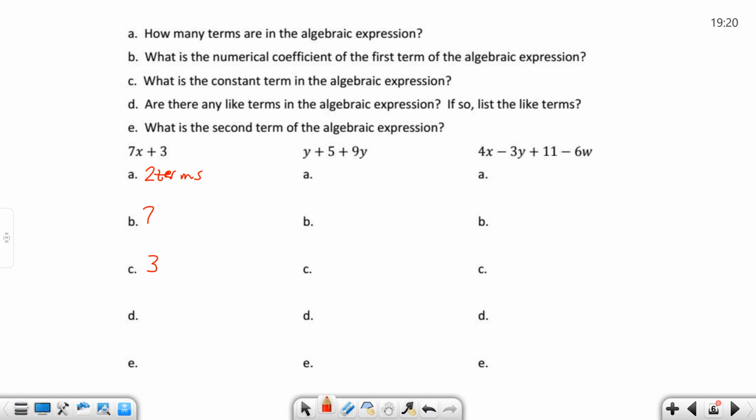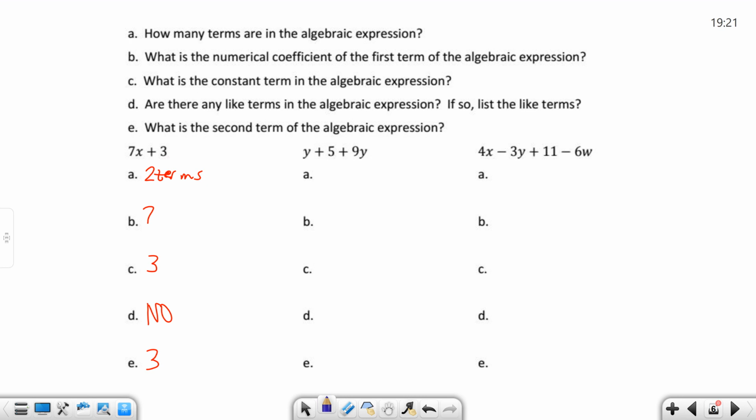But if it's the first and only thing you write down, if you don't write a sign, it's understood to be positive. Are there any like terms in this algebraic expression? Remember, like terms have the same variable part. So here this has x. This doesn't have an x. Those are not like. So here, are there any like terms? Nope, there's not. And then what is the second term of the algebraic expression? So here, first term, second term. Second term is 3.